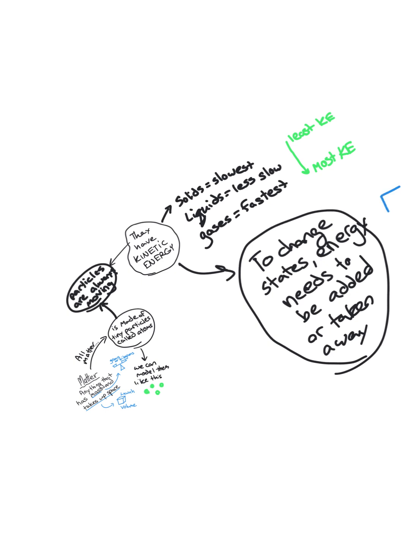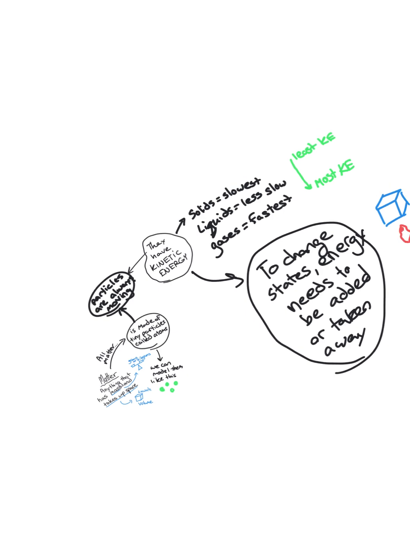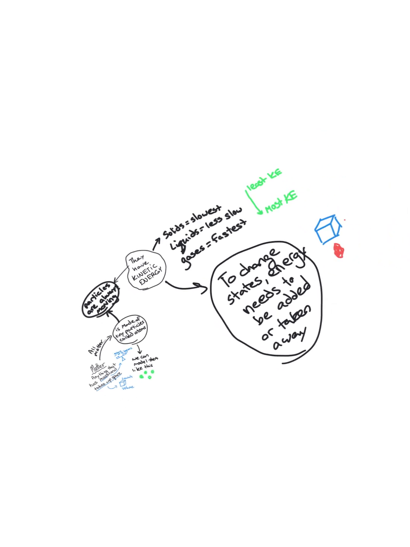So in summary, matter is anything that takes up space and has mass. It's made of particles. Those particles are always moving, therefore they have energy. Solids have the lowest amount of kinetic energy. Gases have the highest amount of kinetic energy. To change states of matter from solid to liquid to gas or from gas to liquid to solid, energy needs to be added or taken away. That energy is in the form of heat. So, for example, if you add heat to ice, you're adding kinetic energy to those particles. They're going to move apart and turn into liquid water.